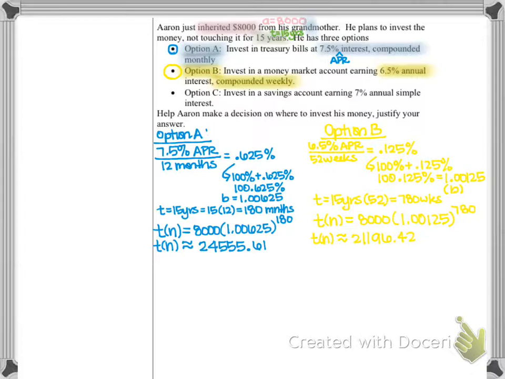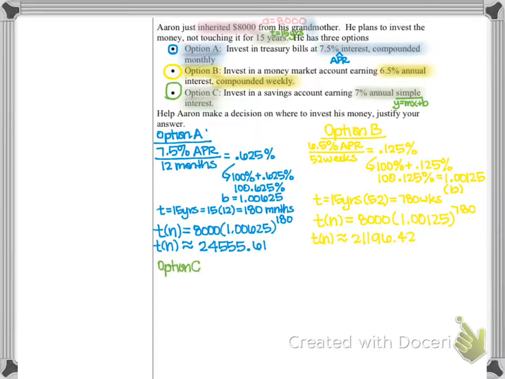Let's go up here. We've got option C, a savings account earning 7% annual simple interest. Oh, okay. Whenever I see simple interest, I am thinking immediately of y equals mx plus b. This isn't compounding interest anymore. Compounding means that I'm going to use an exponential equation. Okay, so option C, let's put it down here.